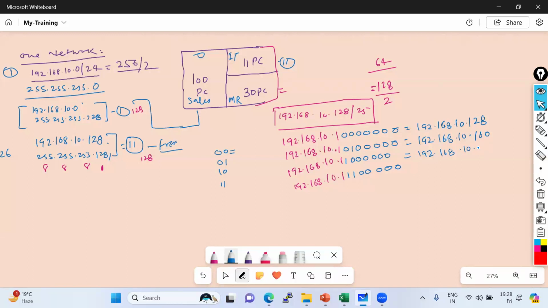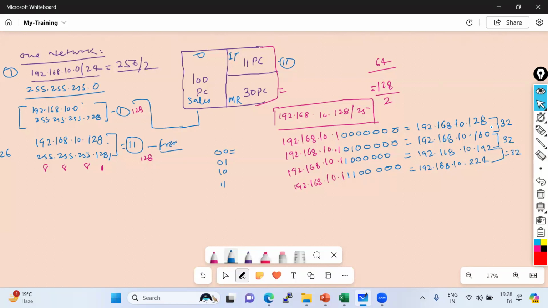192.168.10.192. And this is 192. How much? 224, not 234. 224, sorry. So if you do 160 minus 128, how much? That's 32. 192 minus 160, 32. This minus this, 32. So all 32.